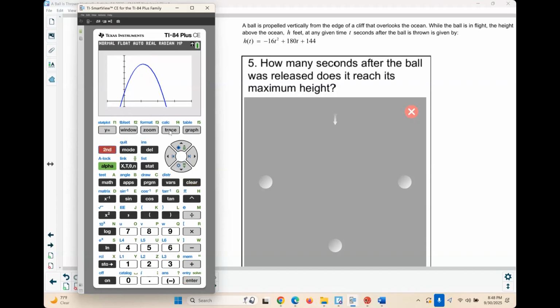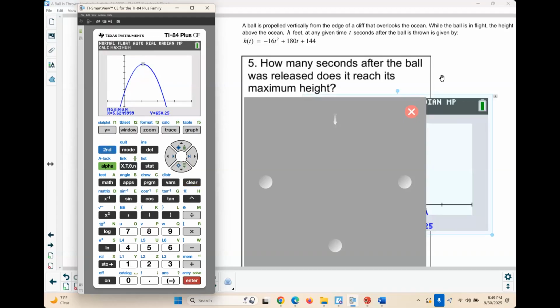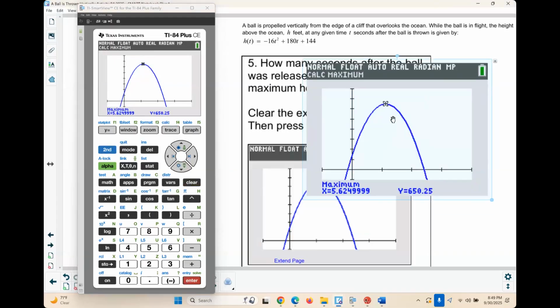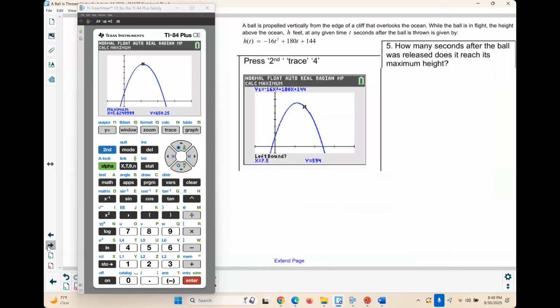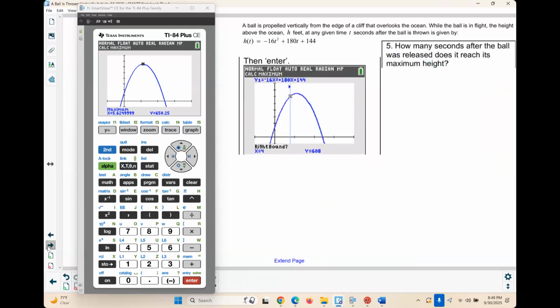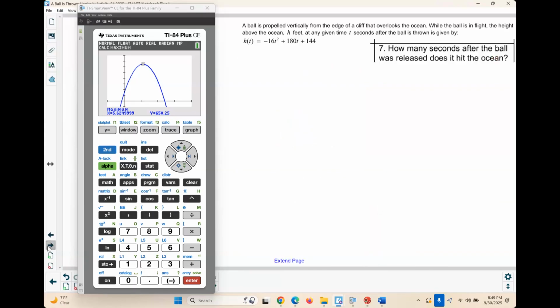So second trace, I want to do maximum. So left bound of 2, right bound of 8, guess of something in between, 7. And there's my number there. Okay. So there's my maximum. And not only am I getting when it happened, but I'm finding out what that maximum height is. So I'm getting answers for both 5 and 6 at the same time. So we got the maximum height.